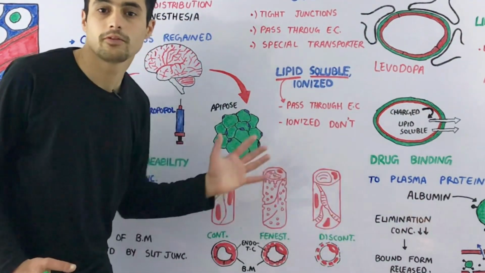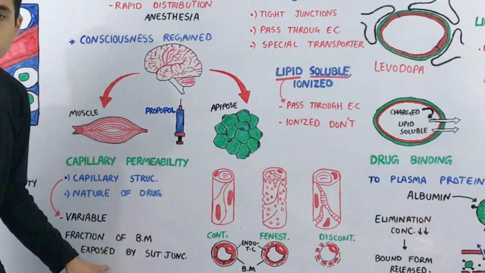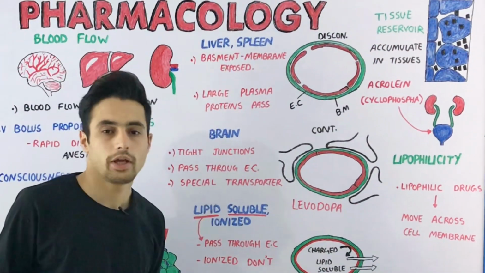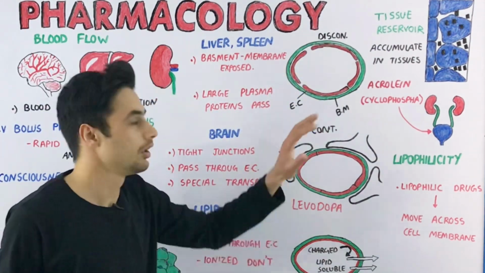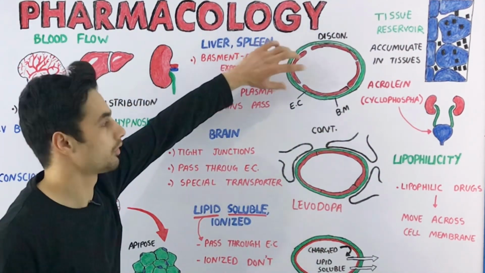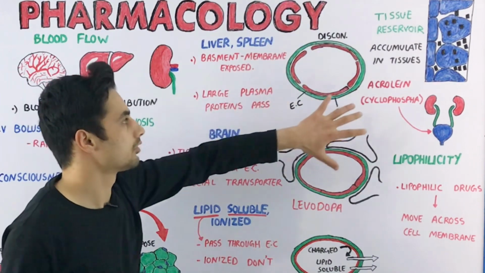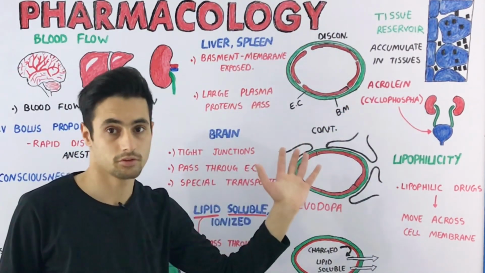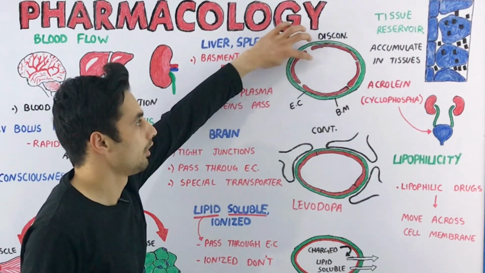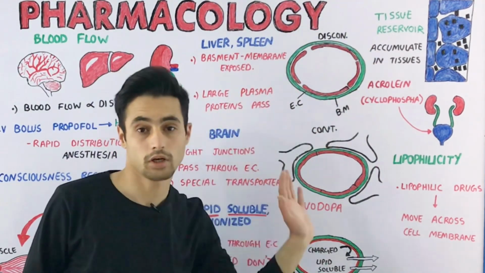Now, these types of capillaries will affect drug distribution. How? Because a variable fraction of the basement membrane is exposed by the slit junction and the tight junction. Let's have a look at it. In case of your liver and spleen, you have the discontinuous capillaries, so there is a space present between these endothelial cells. The endothelial cells I have shown in red and the basement membrane in green. A significant portion of the basement membrane is exposed in your liver and spleen because of the discontinuous capillaries. So the large protein particles and the drug will pass from this lumen, cross these slit junctions and be distributed to the tissues and cells present around these capillaries.